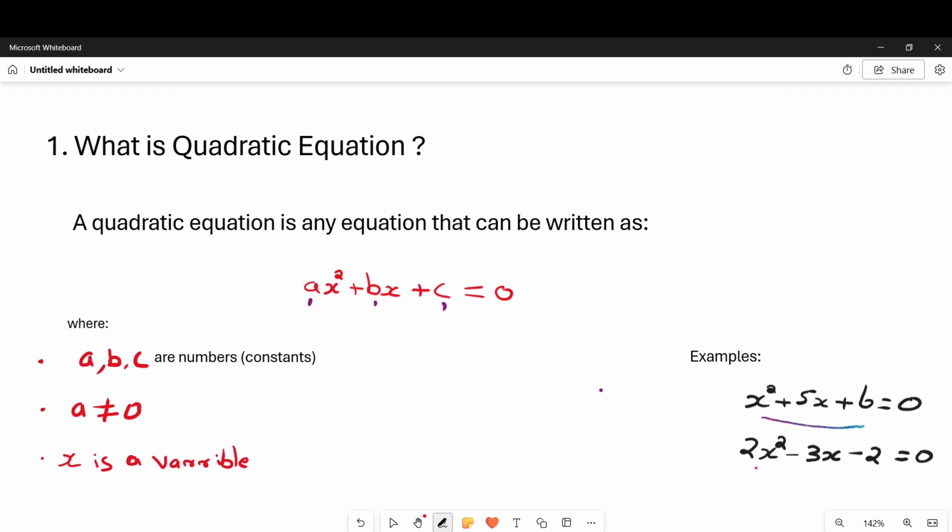Next one, see, 2x² - 3x - 2 = 0. So this left hand side should be equal to 0. What if we replace the value of x in this equation, and we get the left hand side equal to 0? Then the equation will be true. So that's how to solve this equation, meaning to find the values of this variable that make this equation true. That is the solution of the quadratic equation.